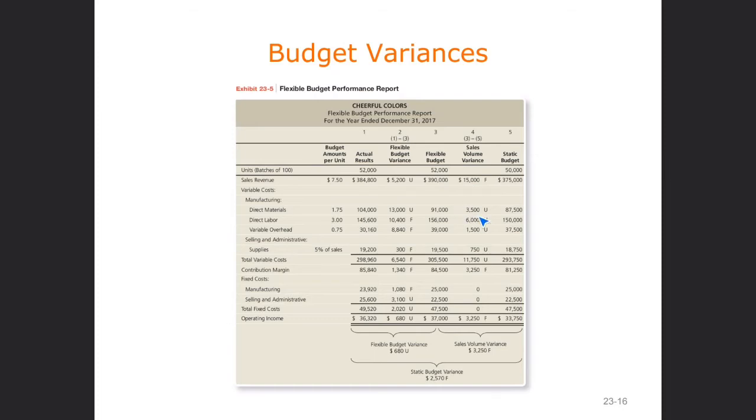And then when we look down here at direct labor, our flexible budget for direct labor is 156,000. Our static budget for direct labor is $150,000. This is an expense account, so it's opposite the revenue account. Our flexible budget for direct labor is higher than our static budget. Expenses are higher here. We don't like that. It's not good. It's unfavorable. And the difference between the two is 6,000, and that is our sales volume variance of 6,000 for direct labor.